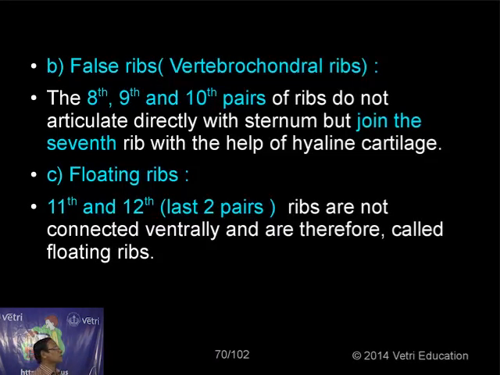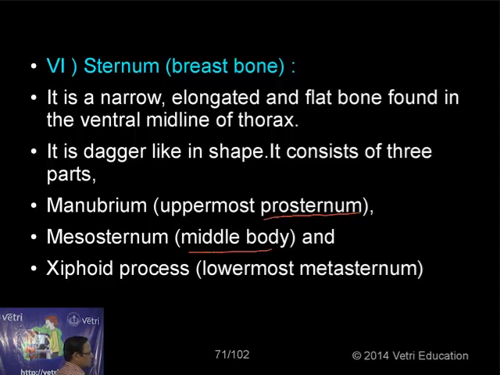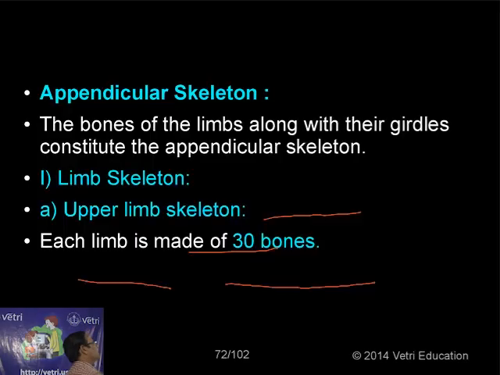The true ribs are directly connected. The false ribs are also called vertebrochondral ribs, meaning they are not connected to the sternum but to the cartilages of the previous ribs. Now the breastbone: the manubrium, the uppermost, is the prosternum, then the mesosternum, the middle body, and the xiphoid process, the lowermost metasternum. I have given pro, meso and metasternum in picture 2. We can go through the picture for further analysis.